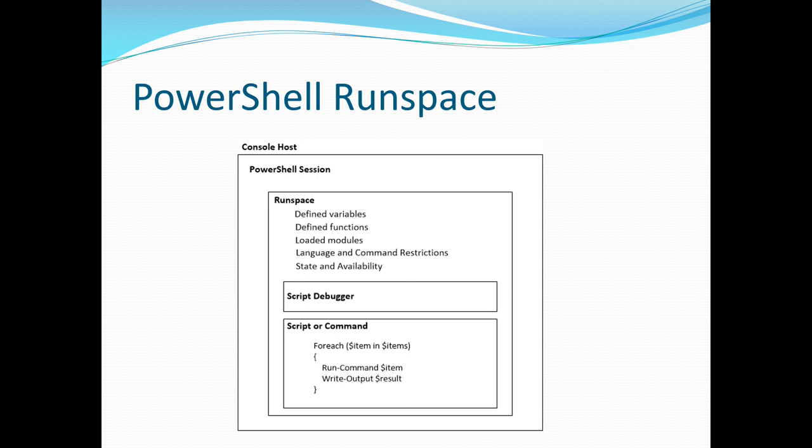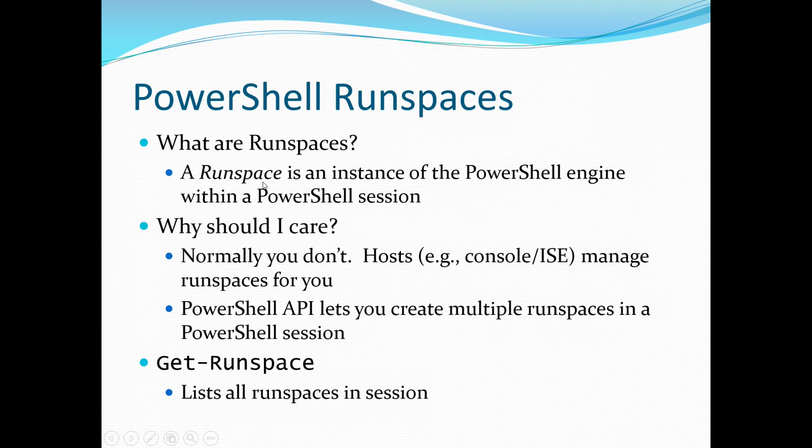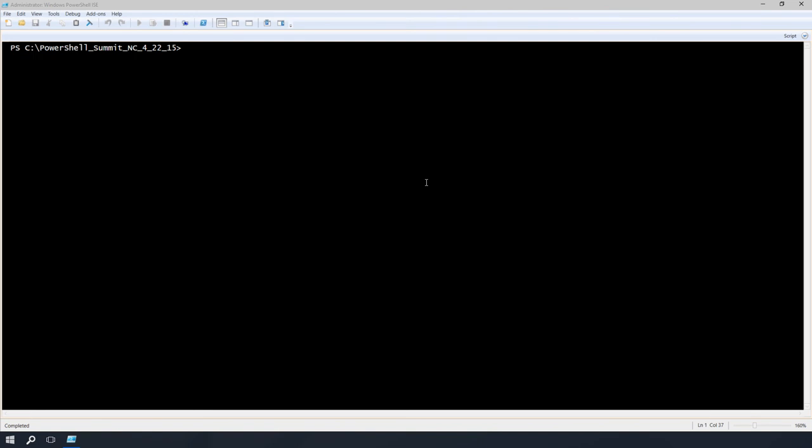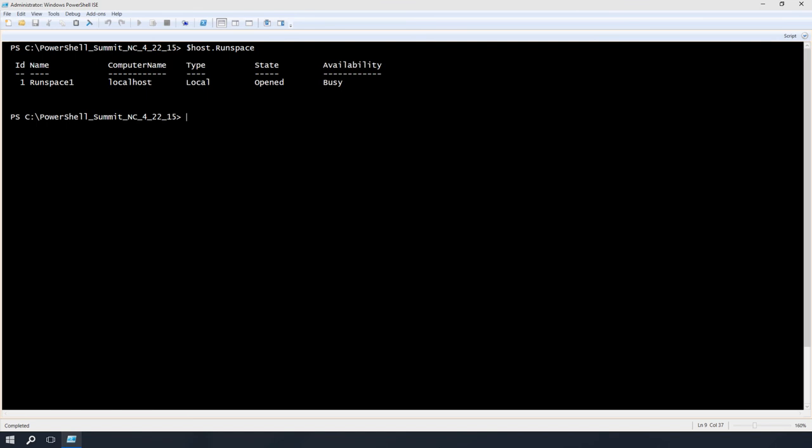I'm going to demonstrate just a little bit how easy it is to create a run space with the PowerShell API. First of all, we've kind of hidden the fact that there were run spaces in PowerShell because you don't really need to know, but it is possible to see the run space that the host has created. If you look at the host built-in variable, there's a run space property, and that's a run space that's managed for you by the ISE.